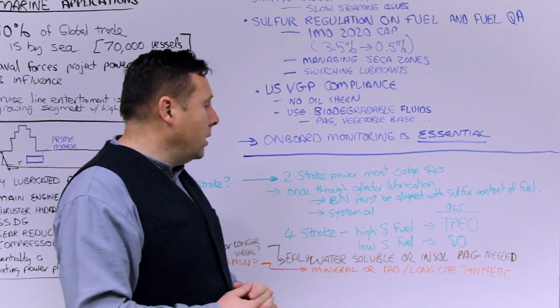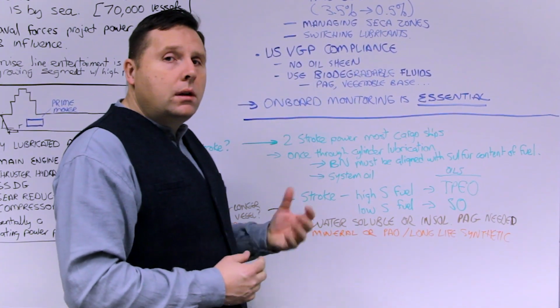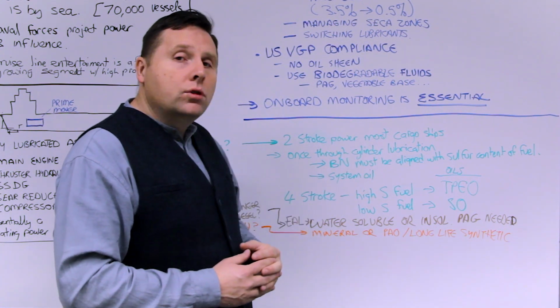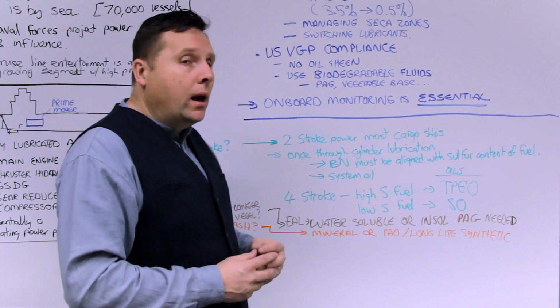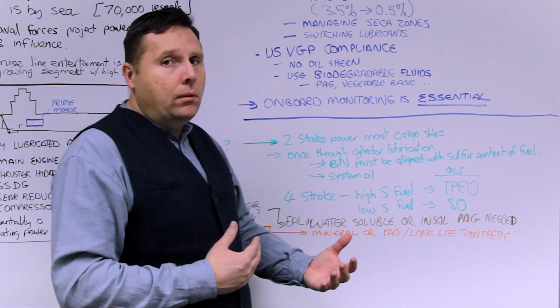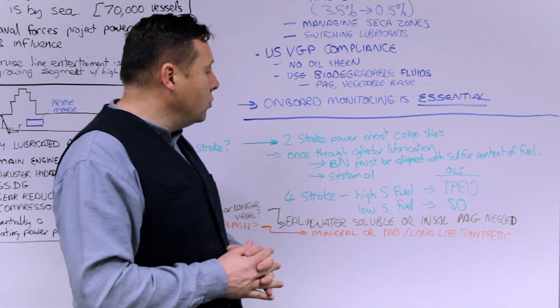We mentioned earlier the different types of engines and fuels, and as we said, two-stroke power is the most common in cargo ships. Those engines usually are built with the ship. They have a long, reliable life. They're very easy to manage overall.